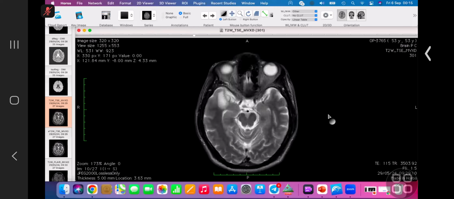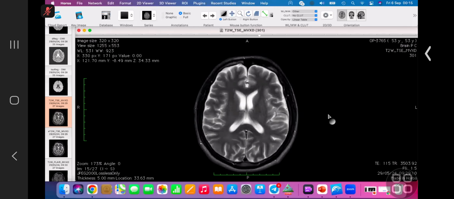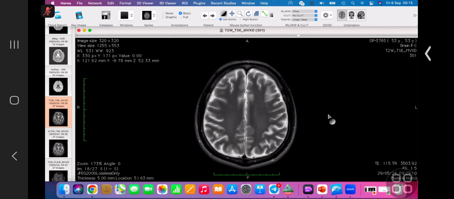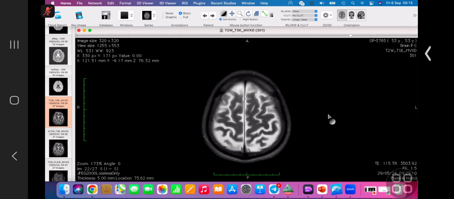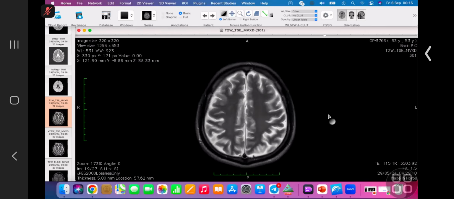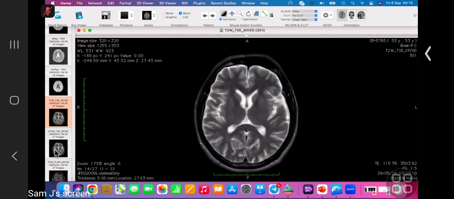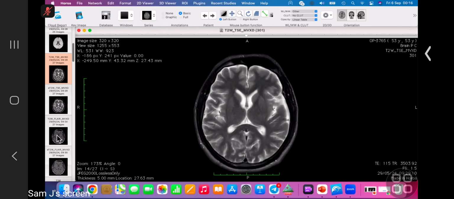I want also to quickly review the rest of the sequence. I cannot see any similar lesion in the rest of the brain parenchyma, and I can see that the ventricular system appears normal without any shift of midline structure.